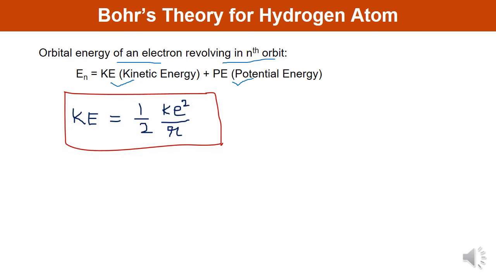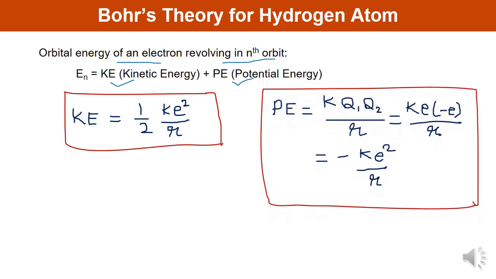Kinetic energy can be written as 1/2 k e²/r, where e² comes from Q1 times Q2. And potential energy you can write as k Q1 Q2 / r. Here Q1 is e and Q2 is minus the charge on the electron. So this term comes out as minus k e²/r, while kinetic energy is 1/2 k e²/r.